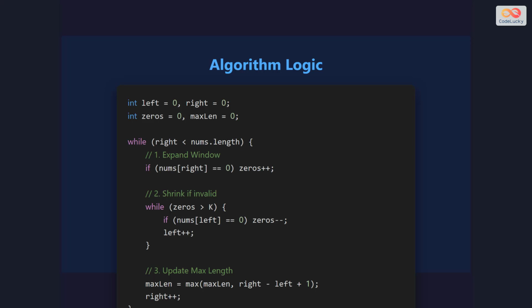Here is the logic in pseudocode. We initialize pointers and counters to 0. We loop through the array with the right pointer. If we see a 0, we increment our 0 count. If the 0 count exceeds k, we enter a while loop to shrink from the left. Finally, at each valid step, we update the max length.